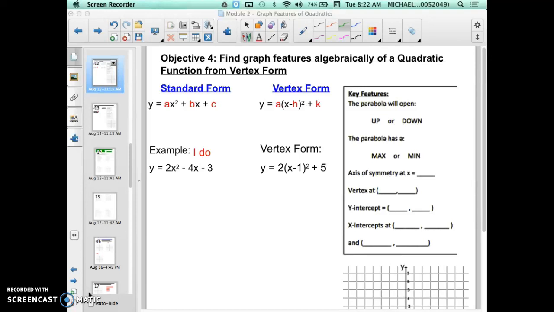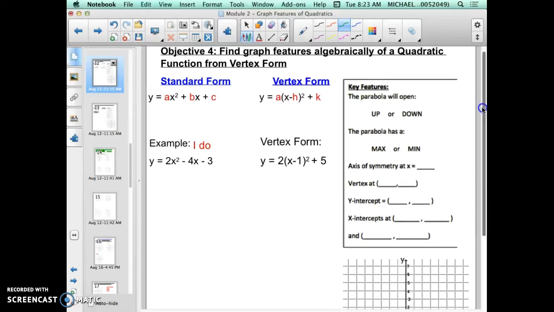Now from vertex form, all I really care about is whether or not you know if it opens up or down, does it have a max or min, can you find the vertex, and then from the vertex can you find the axis of symmetry. The y-intercept and x-intercepts aren't as straightforward from vertex form, but once we learn how to draw these perfectly, which will come in the next topic, then you should be able to find the y-intercept and x-intercepts as well, no matter what form you have, whether you're given standard form or vertex form.